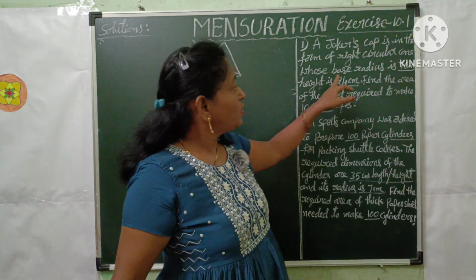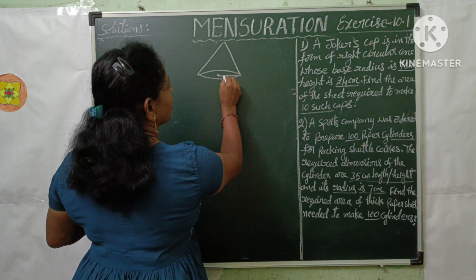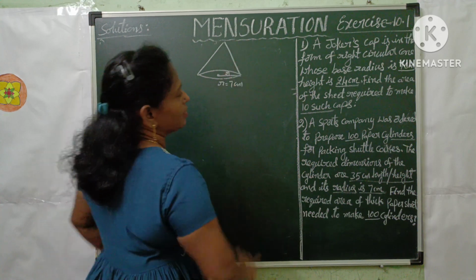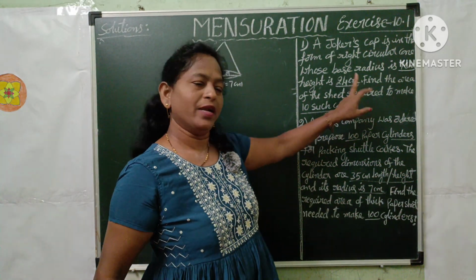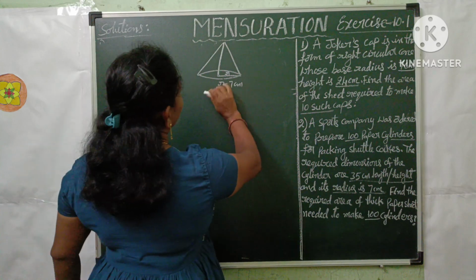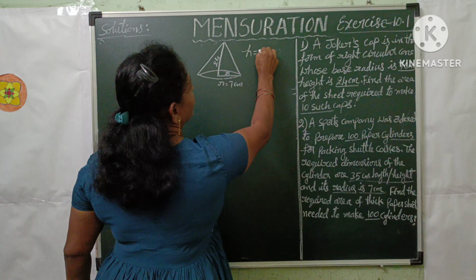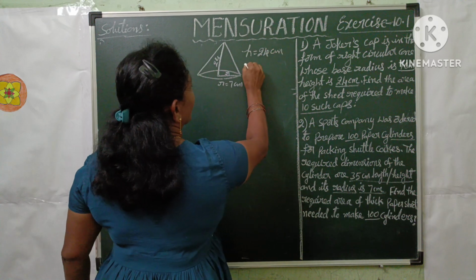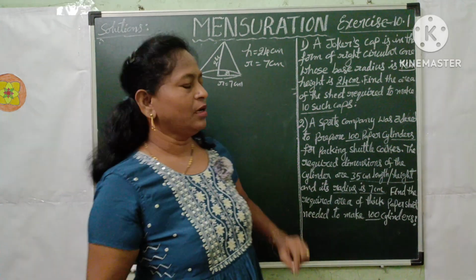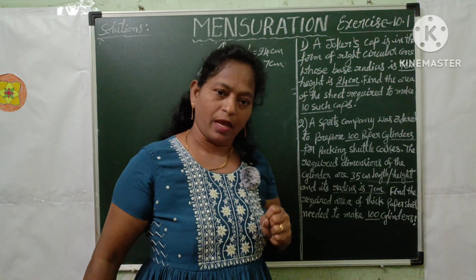Next, whose base radius is 7 centimeter. This is the radius, r equal to 7 centimeters. Next, height is 24 centimeter. Height, from the vertex to the center of the base, is 24 centimeters. So height equal to 24 centimeters, radius equal to 7 centimeters. Next, find the area of the sheet required to make 10 such caps.